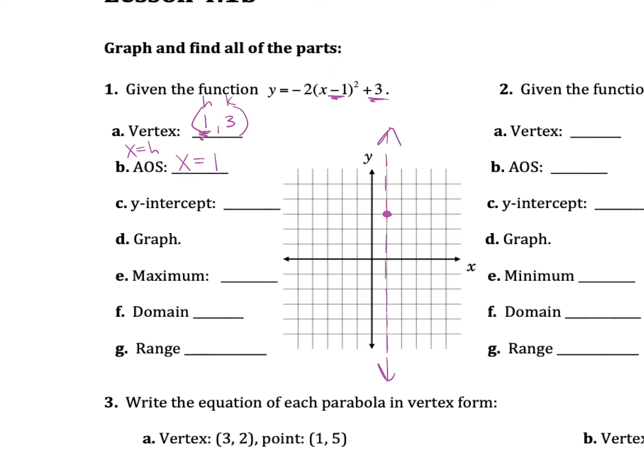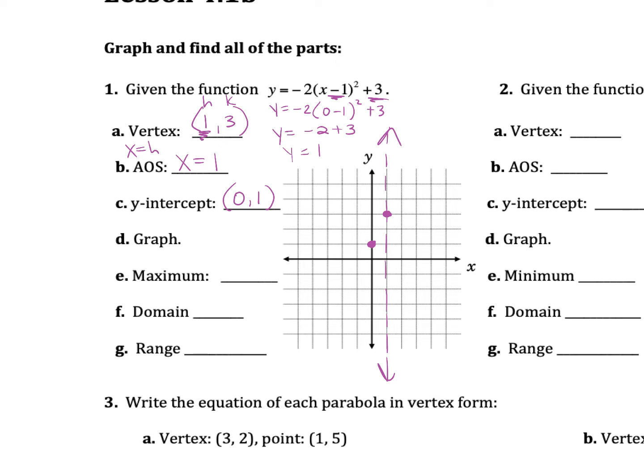Okay. How do you find a y-intercept? Plug in 0. So if we plug 0 in up here, y equals -2 times (0 minus 1) squared plus 3. We get y equals, let's see, 1 squared. So -2 times 1 is -2, plus 3. So y is 1. That means my y-intercept is the point 0, 1. That's here.